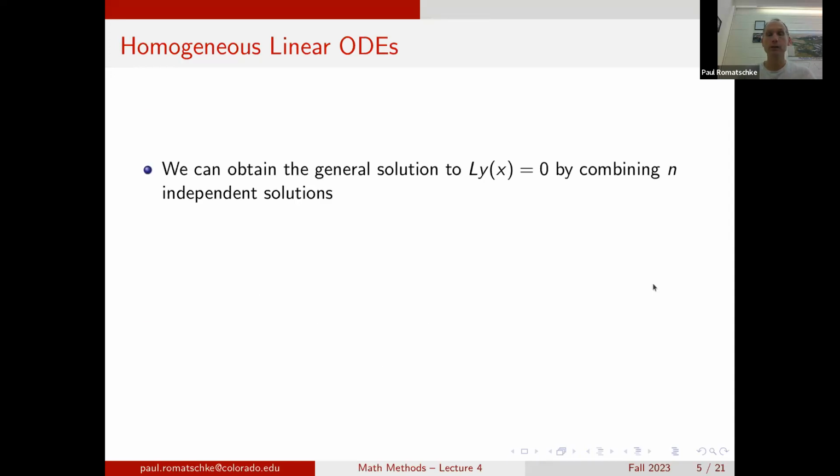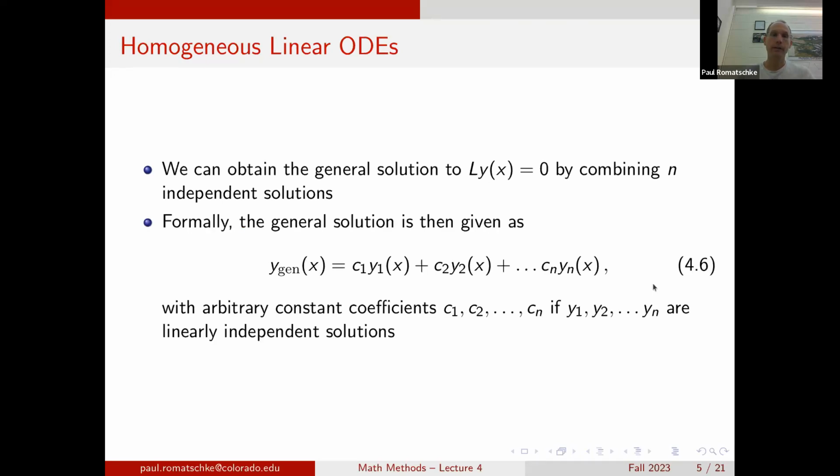We can obtain the general solution to the homogeneous linear ODE by combining n independent solutions for an nth order differential equation. So formally, we can write down the general solution ygen as a linear combination of the solutions y1, y2, and so on to yn with arbitrary constant coefficients c1, c2, all the way to cn. This works as long as y1, y2, and so on up to yn are all linearly independent solutions.